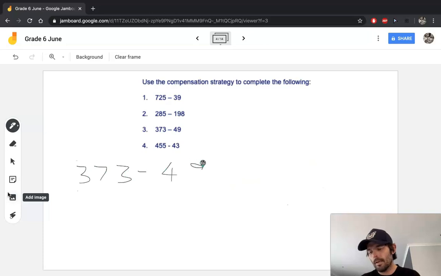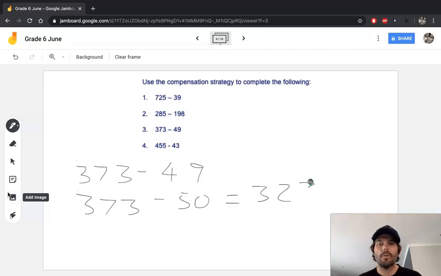Your third example, 373 minus 49, and you're quite correct if you had rounded 49 to 50. That's exactly what we're looking for. So we're taking 50, so we're subtracting an extra 1. So 373 minus 50 is pretty straightforward. I now need to give 1 back, and that's going to give me 324. So the key there is just to realize that you're subtracting an extra unit.